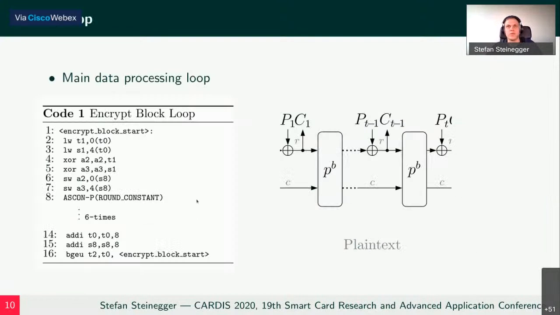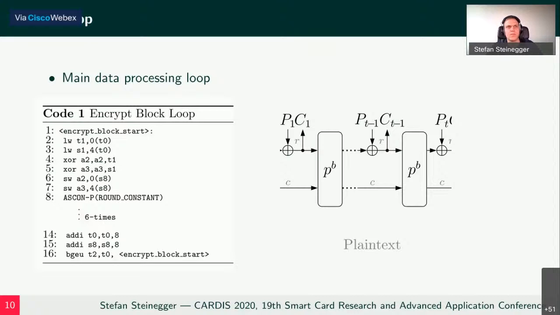The part that only encrypts the data looks like this. So you have just your loads and stores with the XORs, and then the stores for the ciphertext, and then you call the permutation function 6 times, depending on where you are in the data processing. So you still have some overhead for the mode in software, but this permutation function only takes 1 cycle. I hope that answers your question.